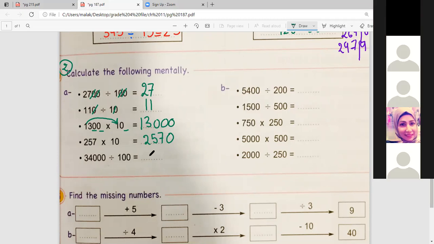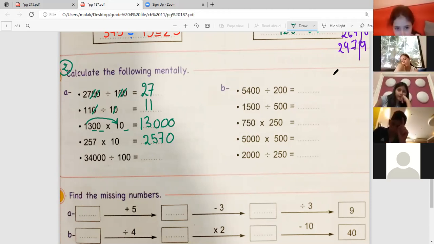Yes, teacher. 34,000 divided by 100. Do we cross, teacher? Yes, we cross how many zeros? We cross two zeros from each one. Bravo, because we have to cross the same number of zeros from each side. We can't cross out three because on the other side there is no three.